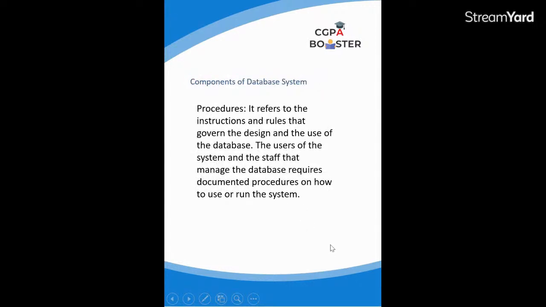Last but not the least, we have procedures. It refers to the instructions and rules that govern the design and use of the database. The users of the system and the staff that manage the database require documented procedures on how to use and run the system. It might seem that it's not a very important component, but for instance, if one person is already gone and they don't know how to work it, this comes into the picture because it helps them understand how to actually go about things. So that was about the components of the database system.